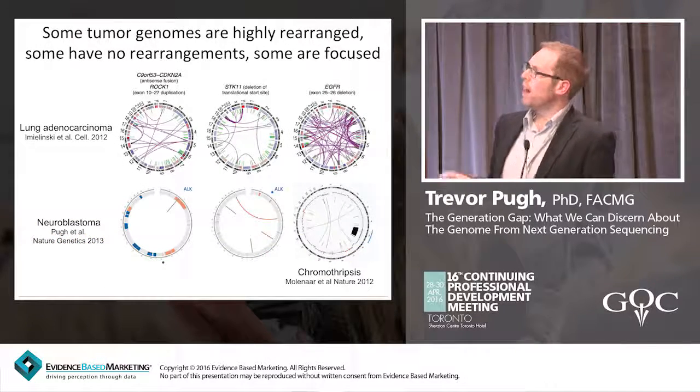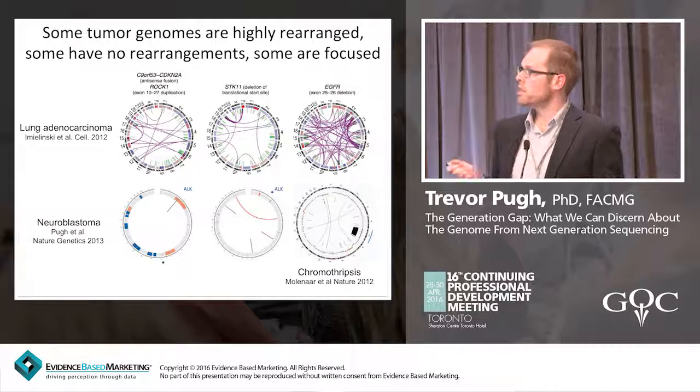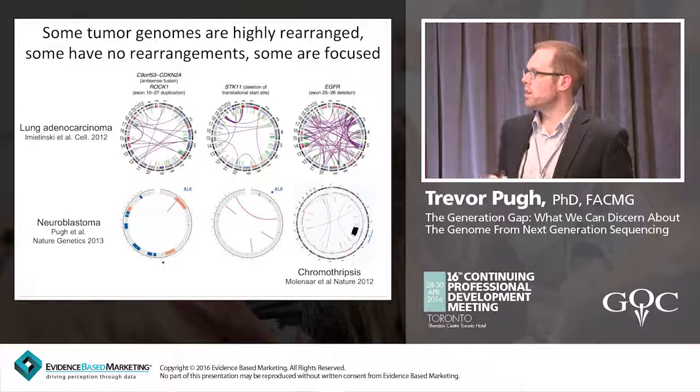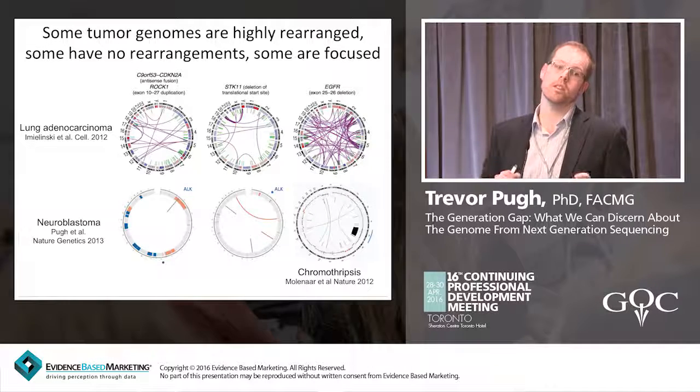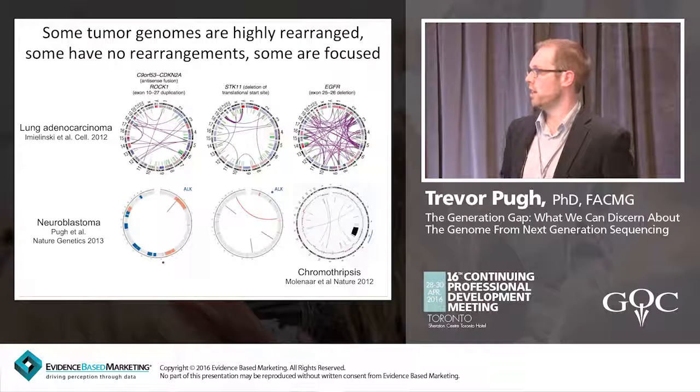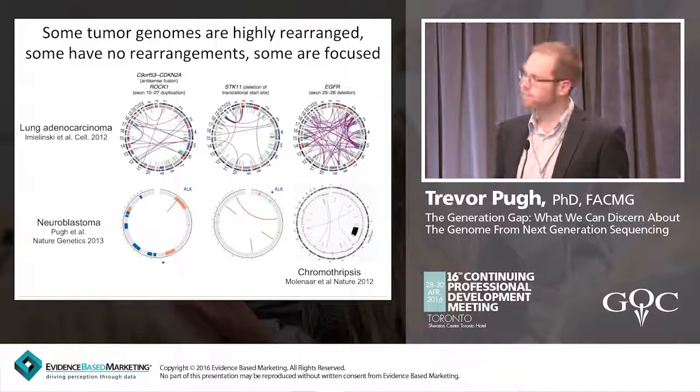Some tumor genomes are highly rearranged, some have no rearrangements, and some are focused, and it's very difficult to say this cancer is a high mutation rate cancer or a low mutation rate cancer, or a highly rearranged cancer or a low rearranged cancer. In this case, lung adenocarcinoma, there are 3 examples: low, medium, and extraordinarily high number of rearrangements. Neuroblastoma, a pediatric cancer, has a very, very low rearrangement rate, apart from this report of chromothripsis. In this case, highly, highly focal rearrangements of a single chromosome.